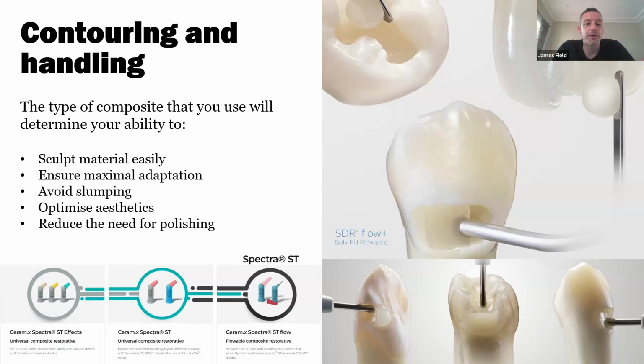But either way, you would hope that when you finish placing these, that there's a minimal need for polishing, particularly with anterior approximals, where largely what you're restoring is a smooth surface. Really important in that context to get the correct matrix in place.